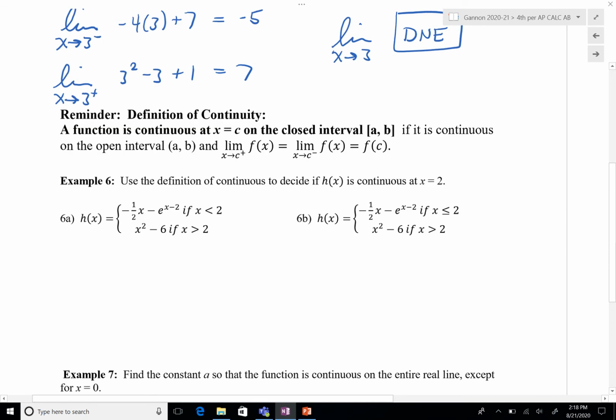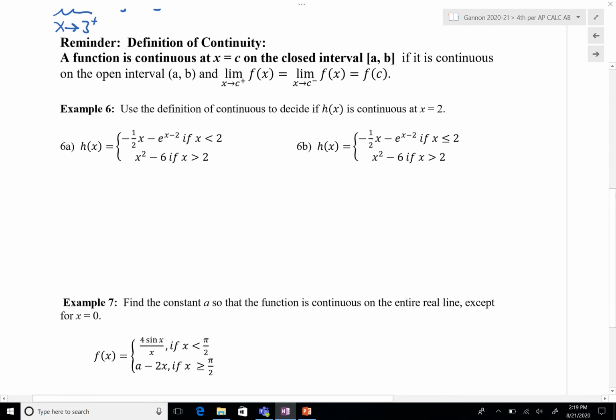All right, for the next example, we want to look at using the definition of continuity to decide if a function is or is not continuous at a point. So a little reminder, here's the definition. It says a function is continuous at x equals c on the closed interval from a to b if it is continuous on the open interval from a to b, and the limit as x approaches c from the right equals the limit as x approaches c from the left equals the value of the function.